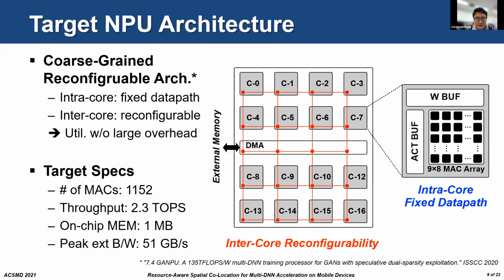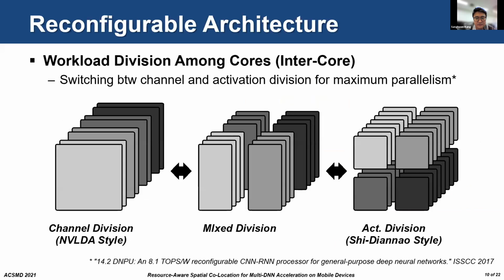The target specs are like the following. The target MPU peaks at 2.3 TOPS throughput and 51 GB per second external bandwidth, with a small on-chip memory size of 1 MB. Even though the data path inside each core is fixed, the inter-core reconfigurability can fill cores with computation tiles and minimize idling PEs even with different layer configurations.